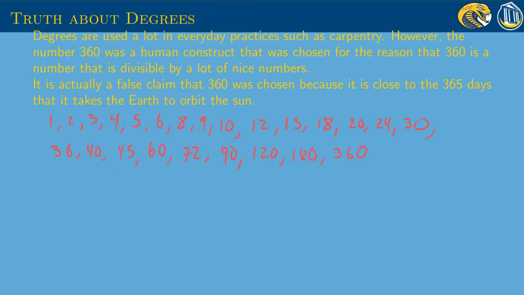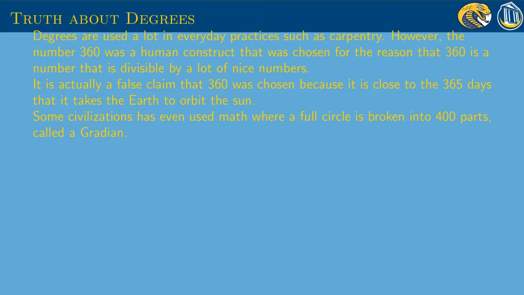It's a common misconception that 360 was chosen because people thought there were 360 days in a year. That's just not true. In fact, there are some civilizations where a circle is broken down into 400 parts, and each 90-degree angle can actually be described as 100 gradians, but those aren't very common.